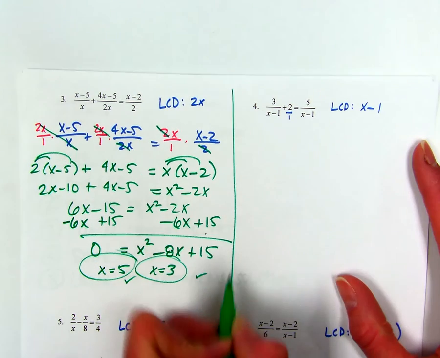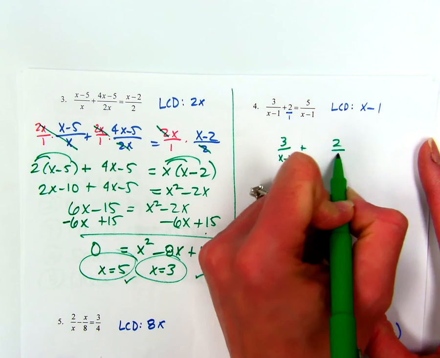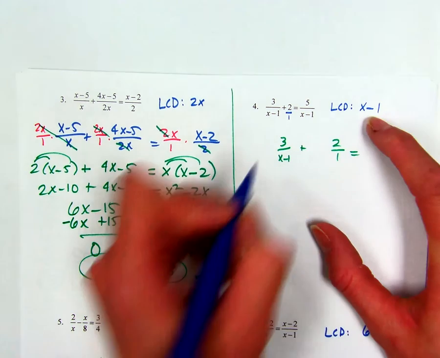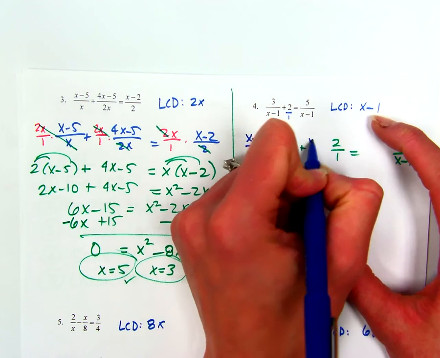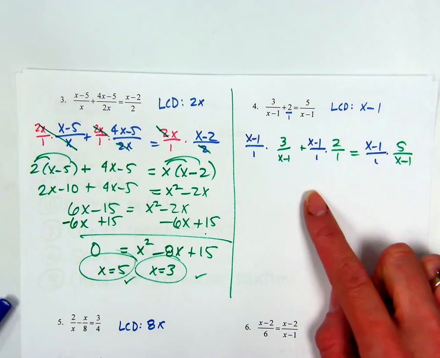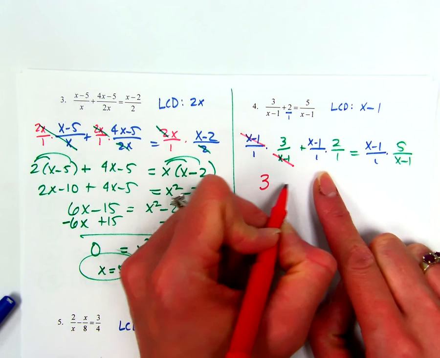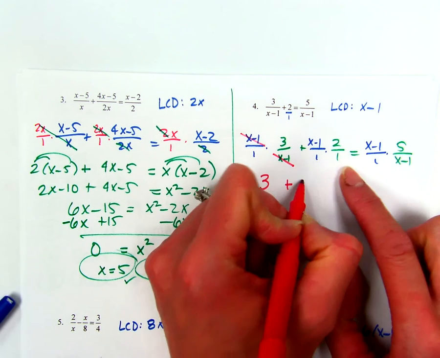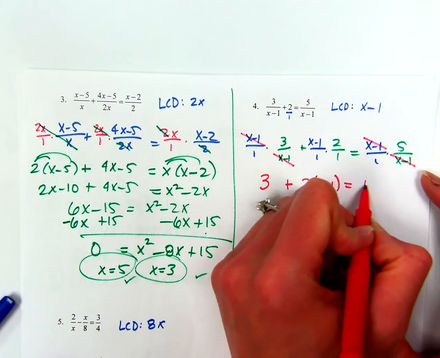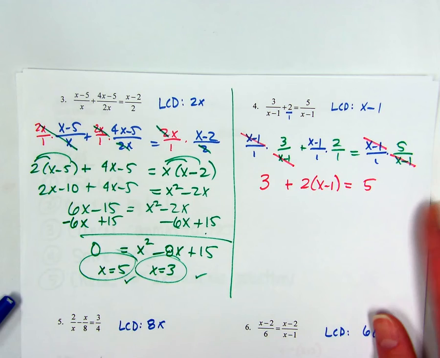All right, problem 4. So we have 3 over x minus 1 plus 2 over 1 equals 5 over x minus 1. My LCD is x minus 1. So I'm multiplying each fraction by x minus 1. Look for things that cancel. Right? 3 over 1 is just 3. Nothing cancels here, so we have 2 times x minus 1. Here my x minus 1's cancel, and I'm left with 5. Notice they were all over 1, so I left that off.